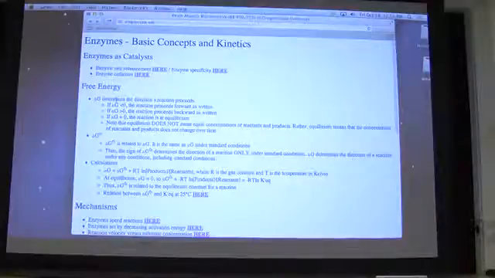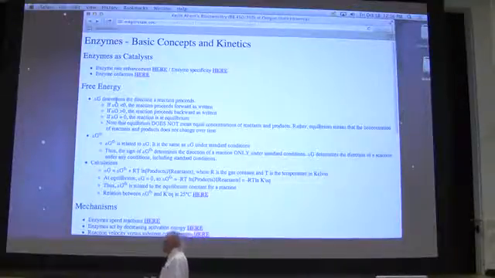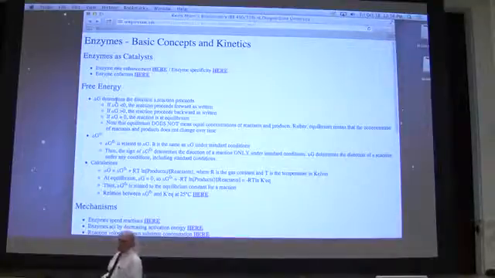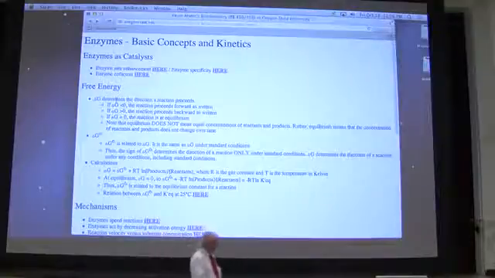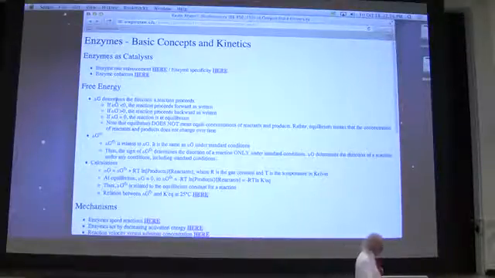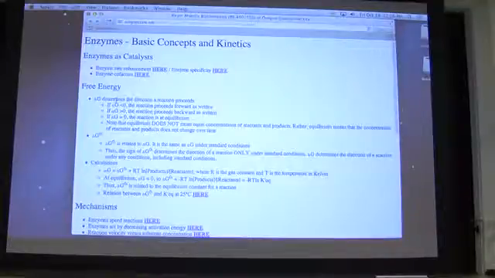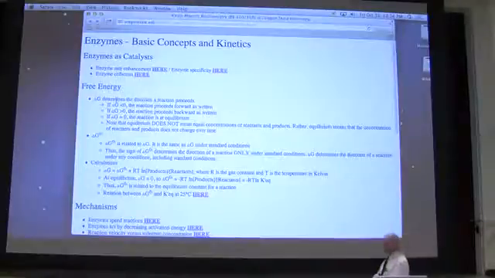Now, I'm going to give you a little heads up here. You probably learned this in freshman chemistry, but you didn't remember it. Enzymes and catalysts, they're both catalysts, do not change the overall free energy of a reaction. Okay? So all the changes that happen do not relate to the overall free energy. That's important to understand.